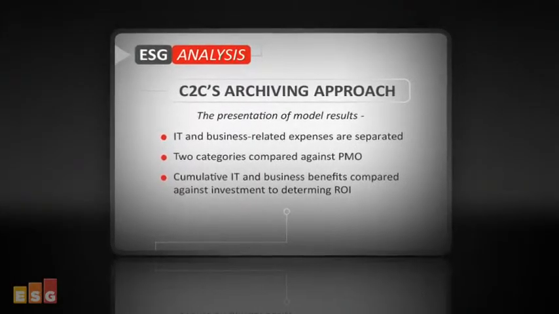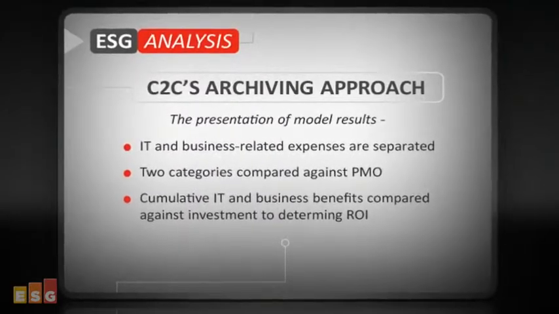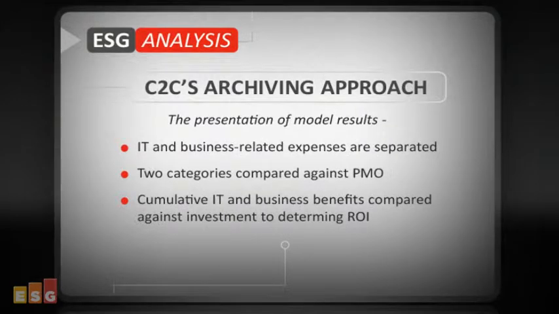With all of the inputs and cost calculations complete, companies can turn their attention to the model results. The presentation of these results is where ESG believes C2C takes a unique approach in helping users truly understand the power of archiving. First, C2C separates IT and business-specific expenses. The IT costs include storage and backup savings, as well as IT productivity gains, because archiving streamlines electronic discovery operations. The business costs take into account general employee productivity, amongst other measurements. The two categories are compared against the present method of operation.